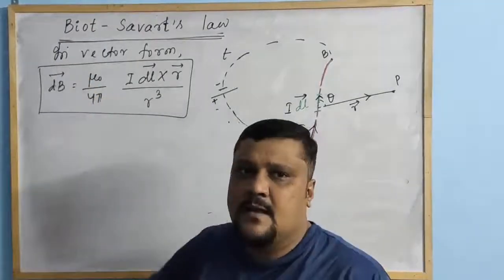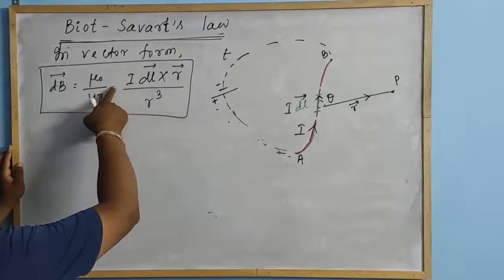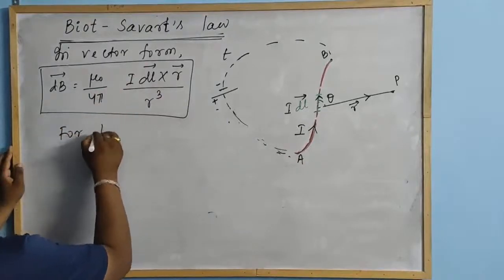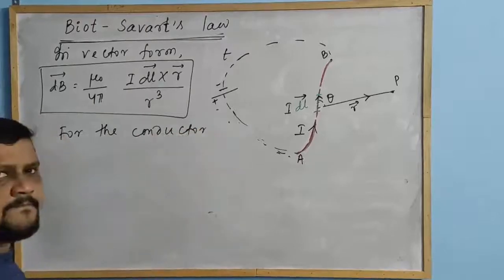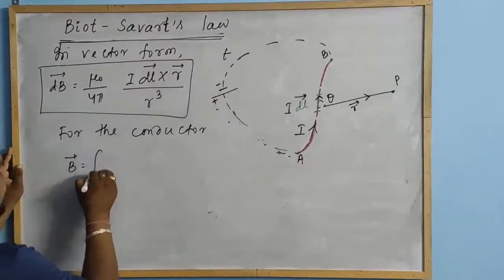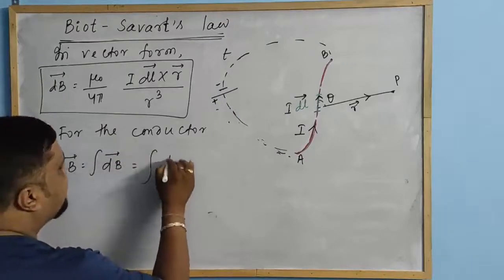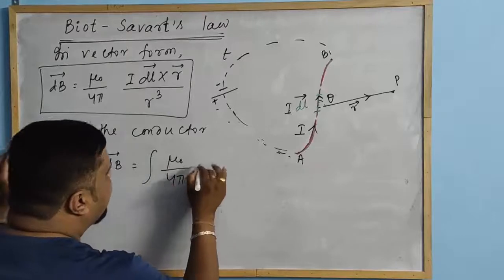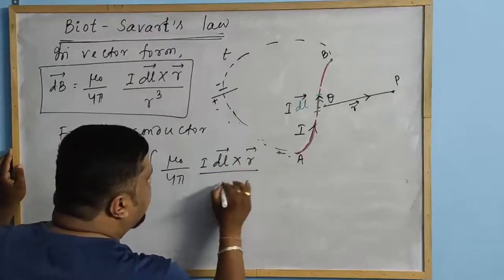This dB is for a small element. For the whole conductor, the same procedure applies. For the conductor AB, B in vector form is the integration of dB, that is equal to the integration of mu naught by 4 pi, I dl cross r, by r cube.